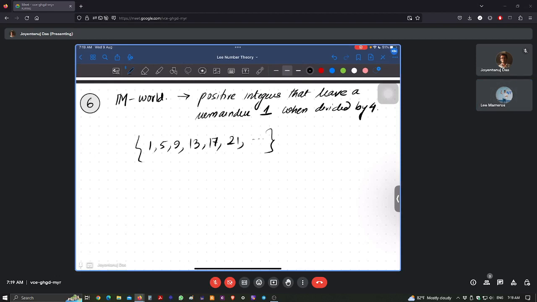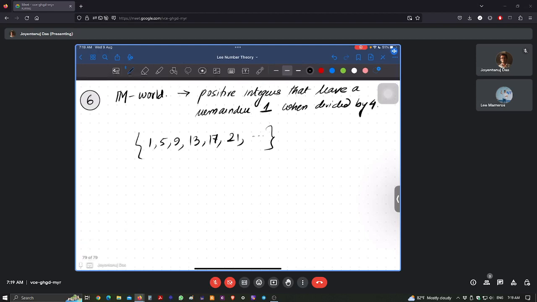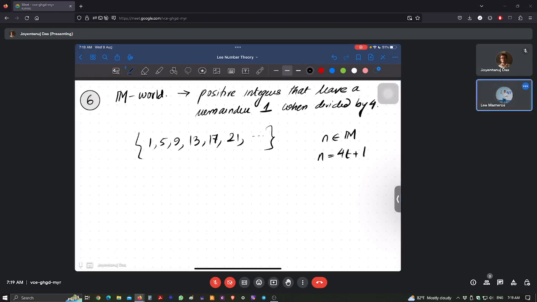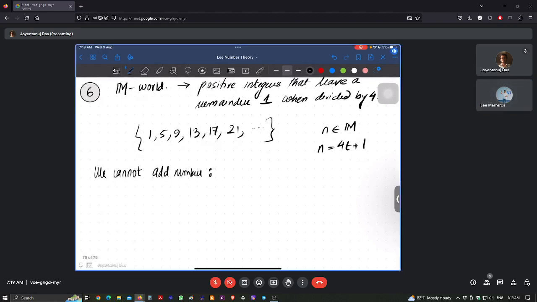So the thing is we cannot add. If you see, a general number, suppose n belongs to this M. So n is of the form 4t plus 1, for some t. So you cannot add numbers, like 9 plus 5. Why can we not add them? Because they are not a multiple of 4 plus 1. 9 and 5 are individually of the type 4t plus 1, but after adding them, that will not be left.